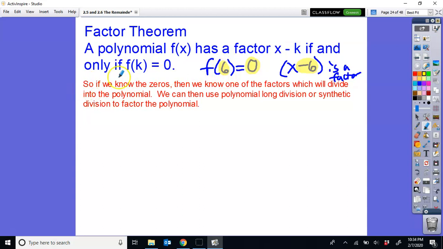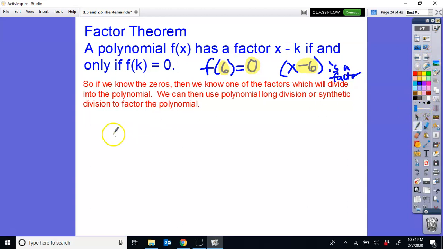So again, here in the red down here, I've got that summarized. If we know the zeros of the function, then we know one of the factors which will divide into the polynomial. Then we can use polynomial division, long division or synthetic, to factor the polynomial. So if we know something that makes it 0, then we know a factor. If we know a factor, we can use division to find the other factor.